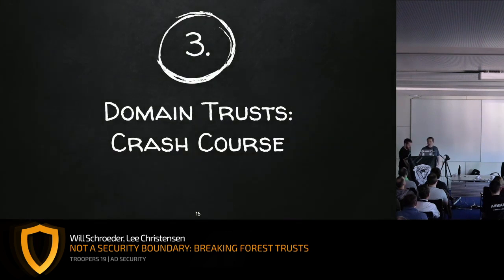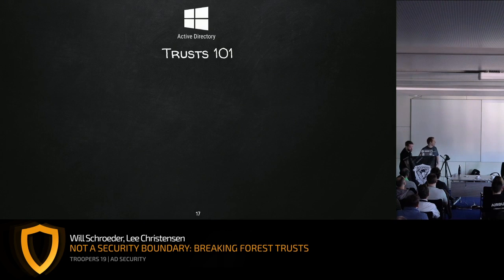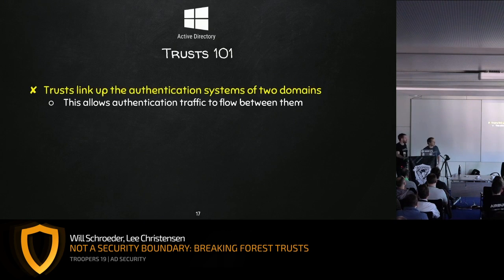So unconstrained delegation is one component. Another thing that we need to review is domain trusts. So, quick background on trusts. Trusts link the authentication systems of two different domains. So if you have multiple domains inside of a forest, or even multiple forests with domains inside of them, this allows you to authenticate to those other domains. So one user can potentially access the resources in other domains. Again, the whole purpose is just to allow this authentication to flow between each domain.